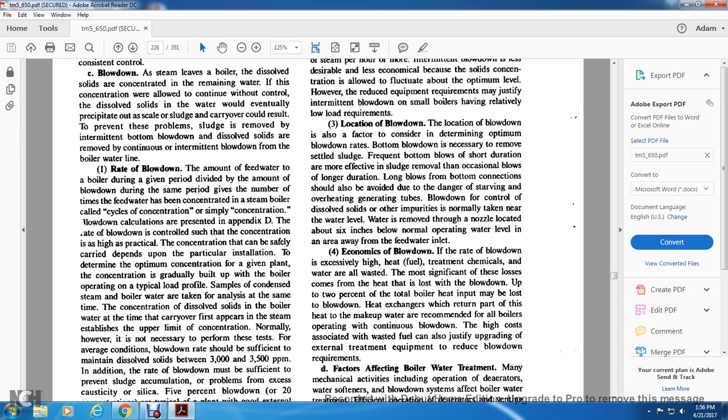3. Location of the blowdown. The location of the blowdown is a factor considered to determine the optimum blowdown rate. The bottom blowdown is necessary to remove the settled sludge. Frequent blowdowns of short duration are more effective in removing sludge than an occasional blow of long duration. Long blows from the bottom blowdown connections should be avoided.